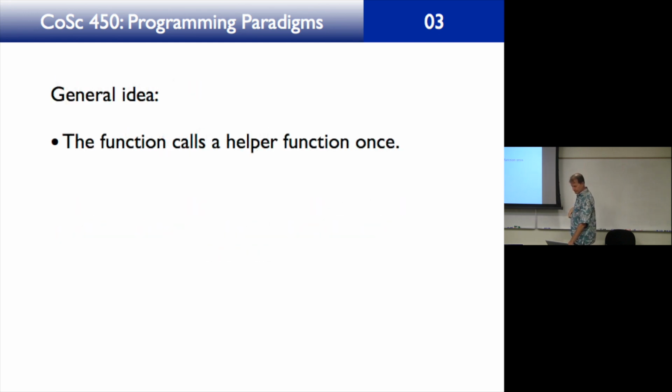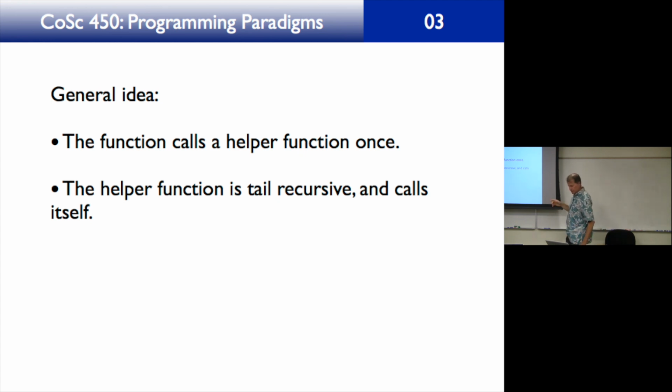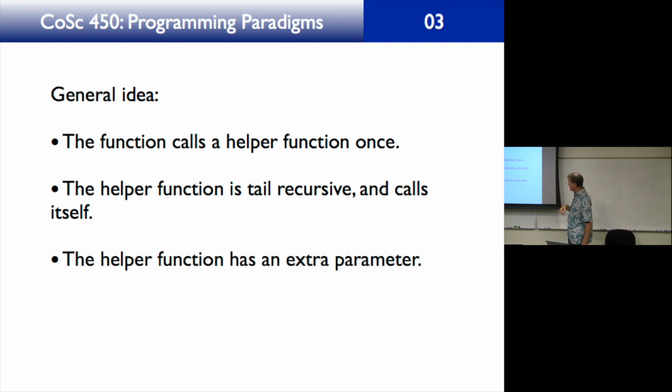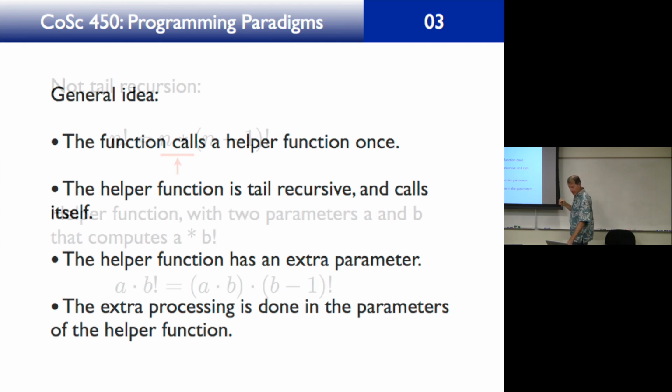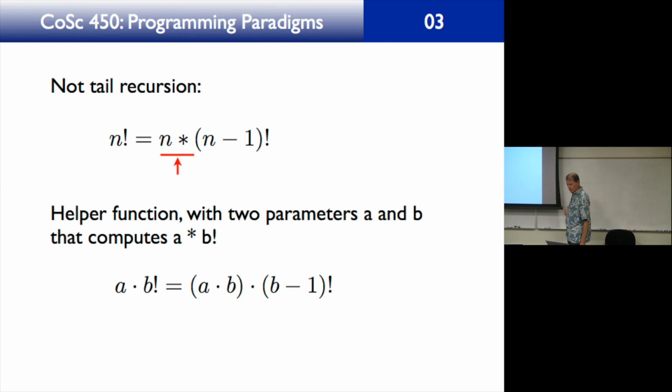Right? And here was the general idea. The function calls the helper function once. And then the helper function is tail recursive, and it calls itself tail recursively. Now, I'm just trying to remember where we ended last time. The helper function has an extra parameter, and the extra processing is done in the parameters of the helper function. Now, is this where we were?